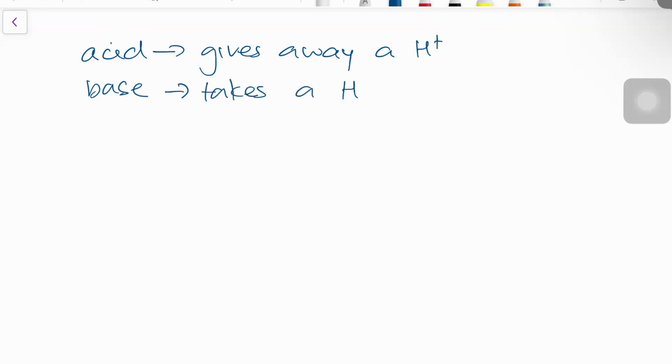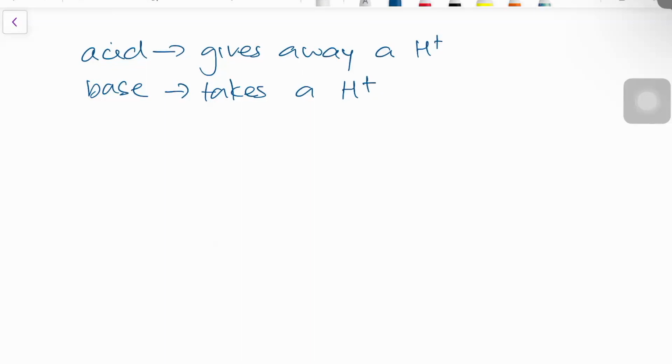An acid is something that gives away a H plus, and a base is something that takes a H plus. So an acid gives away a H plus to the base, and the base takes a H plus from the acid. When we talk about acids and bases dissociating, we're saying the acid is breaking apart because it's losing its H plus, and the base is also turning into something else because it's taking a H plus.